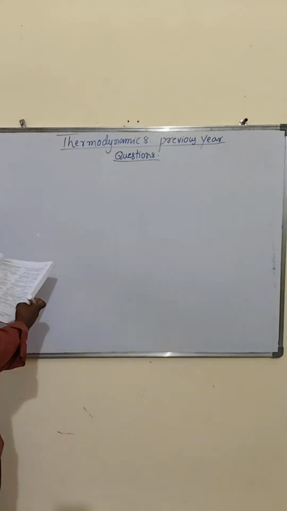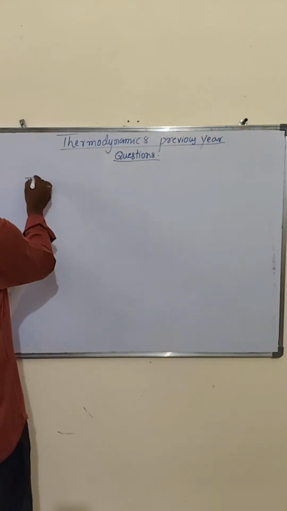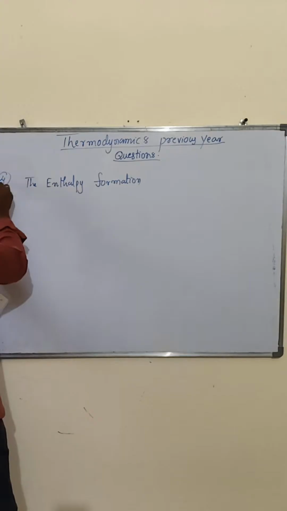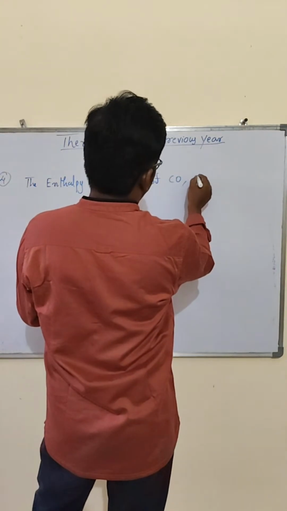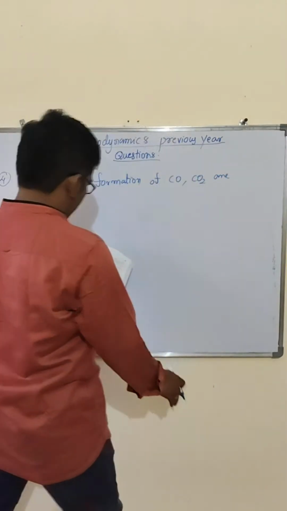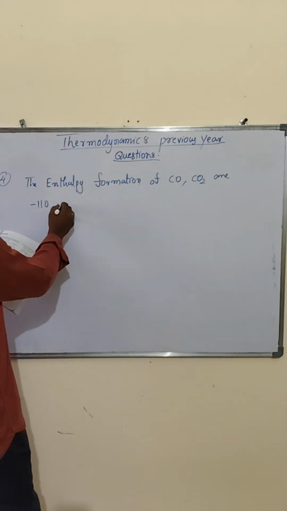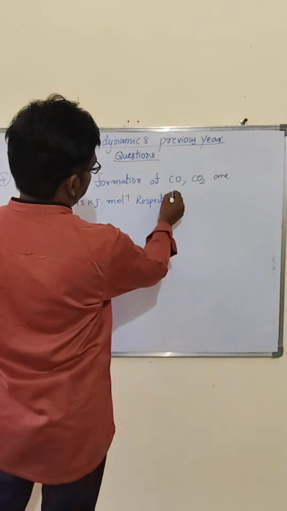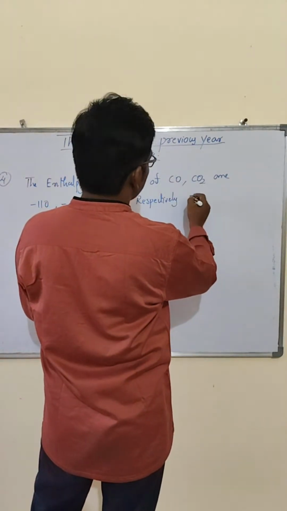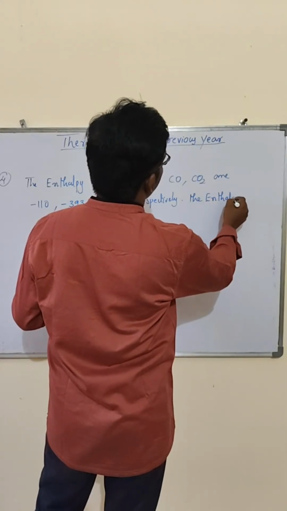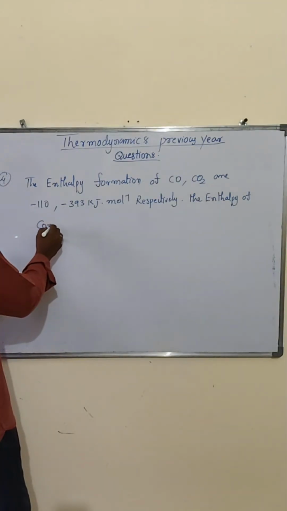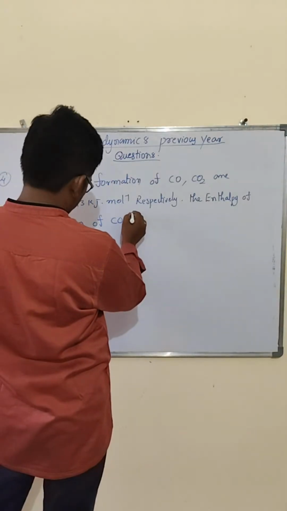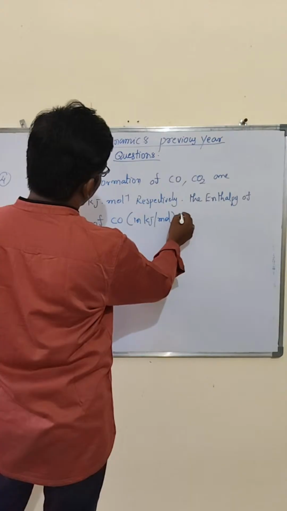Yes, look at the enthalpy of formation. This is question number 4, I think. Enthalpy of formation of CO and CO2 are minus 110 and minus 393 kilojoules per mole respectively. The enthalpy of combustion of CO in kilojoules per mole is, that is the question actually.